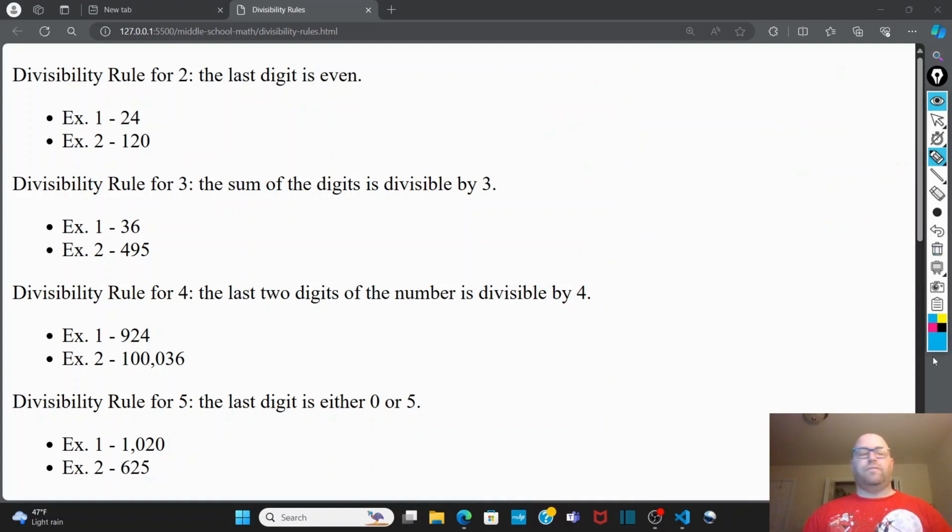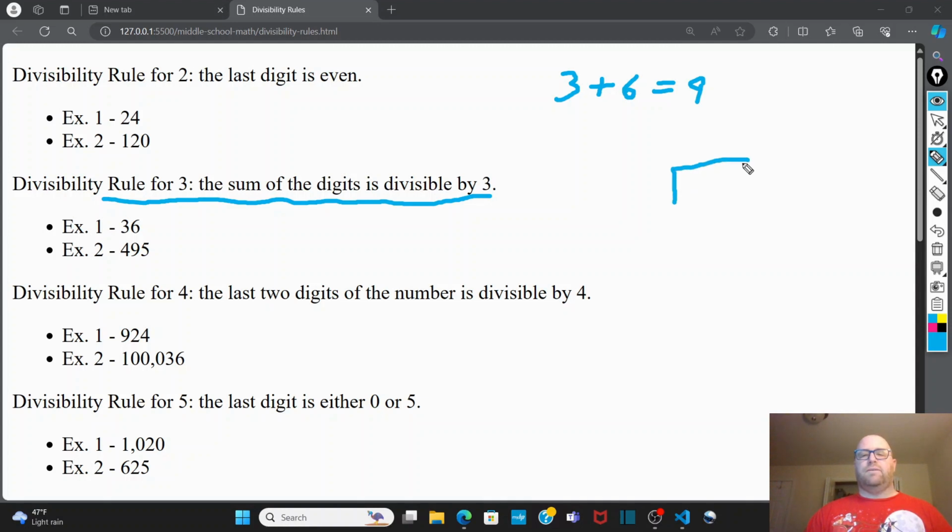Okay, let's do a different color for 3 just to mix it up. The divisibility rule for 3 is that the sum of the digits is divisible by 3. The first example is 36. So let's add up 3 plus 6, and we get 9. And 9 is divisible by 3.